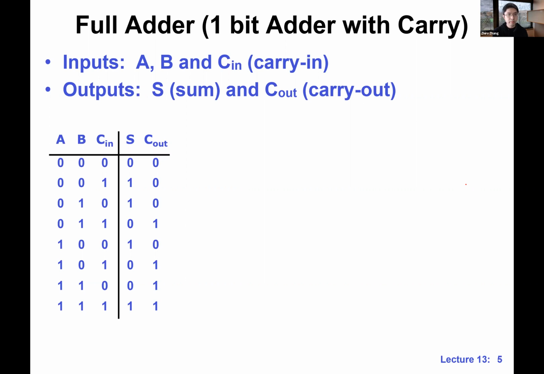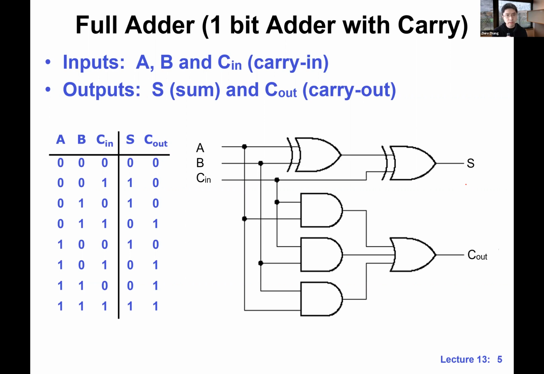So this is something that we have already seen in the past. I showed you this table in the very first lecture. We have 3 inputs, A, B, carry in, and 2 outputs, sum and carry out. And this is the corresponding circuit. And this is the sum bit. This is a circuit for the sum bit. When do we have a sum?